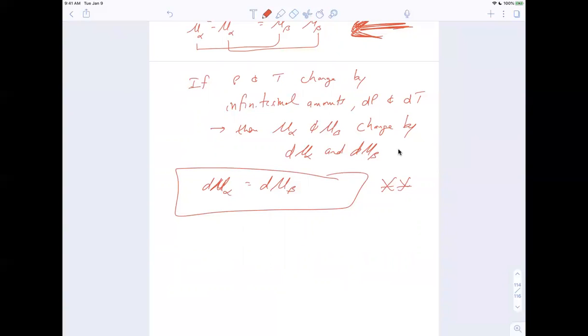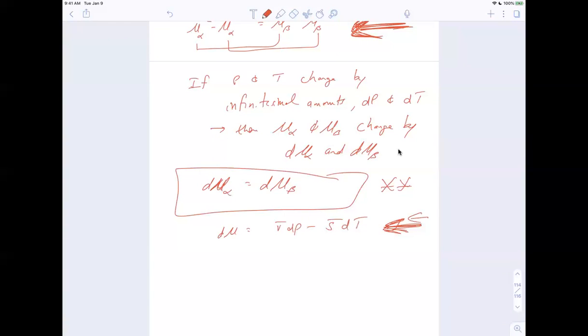Now, for a pure fluid, we know that d mu is just v bar dp minus s bar dt. This is just something that we've already seen before. So we can use this expression and write it in terms of the two phases. We're going to use this expression and plug it into this thing in the box, which is the differential for the chemical potentials.